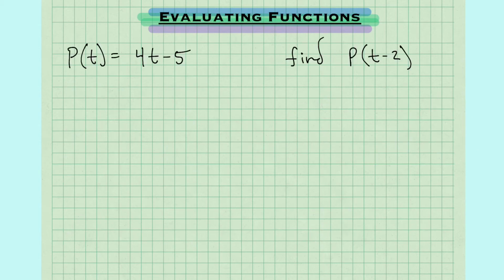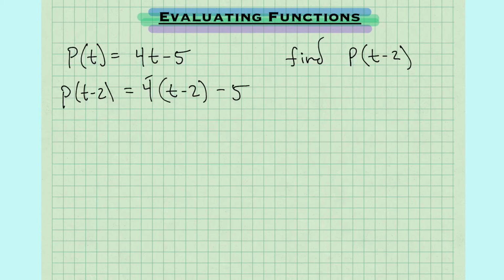All right, P of t equals 4t minus 5. Find P of t minus 2. So now what we're going to do is basically replace the variable t with this t minus 2. So it's going to look like this. P of t minus 2 equals 4 times (t minus 2) minus 5. We're simply taking our variable t and replacing it with t minus 2.